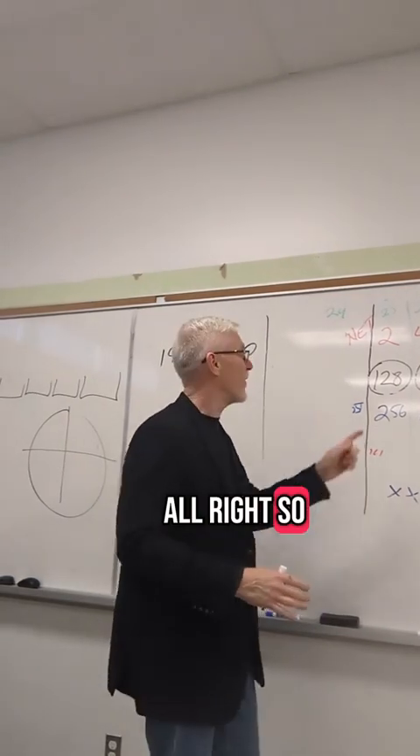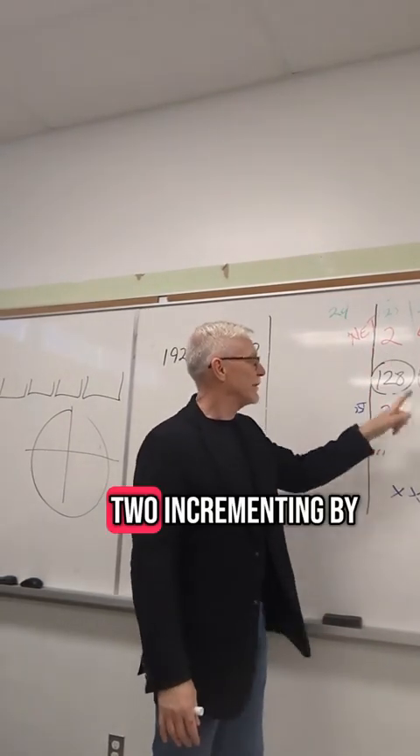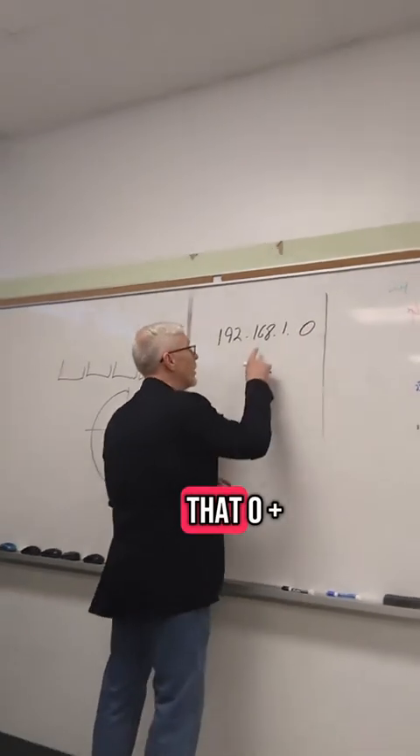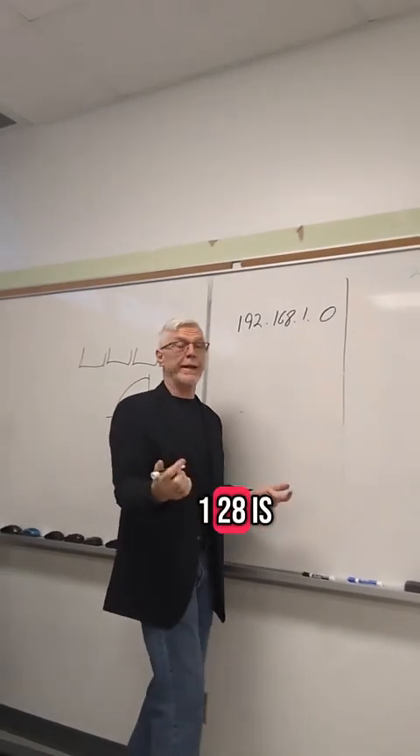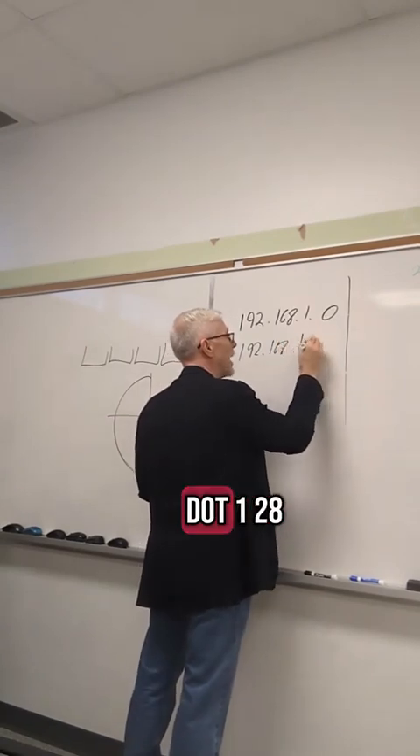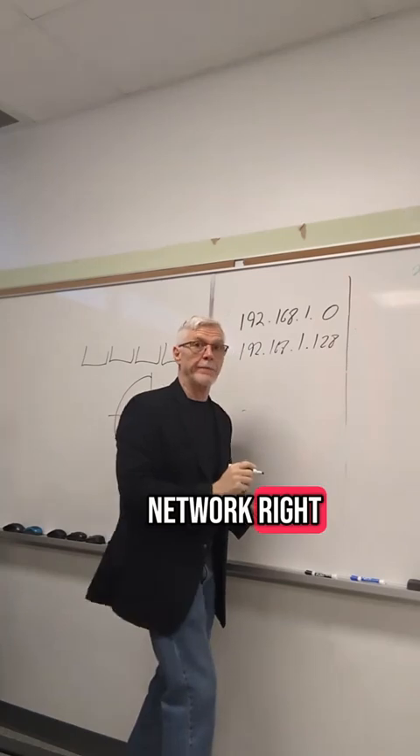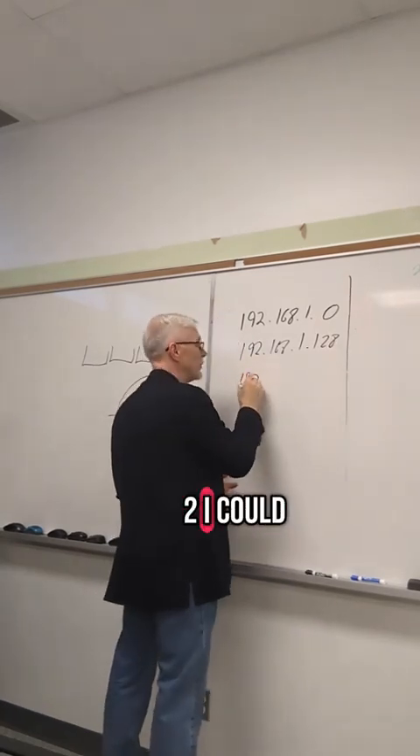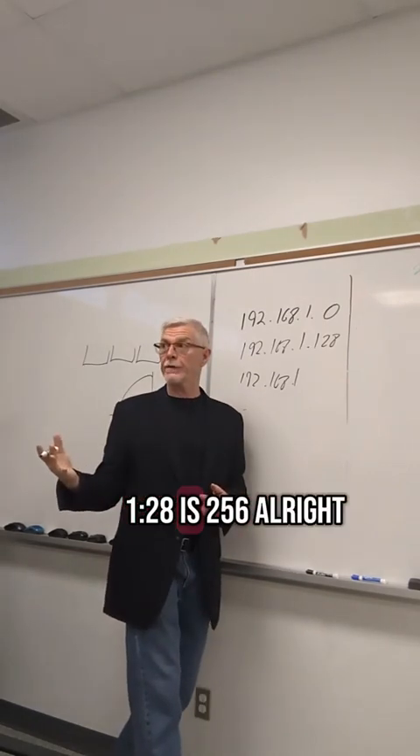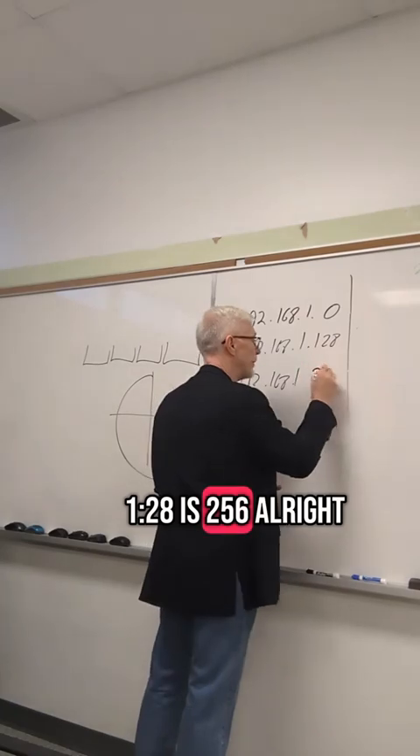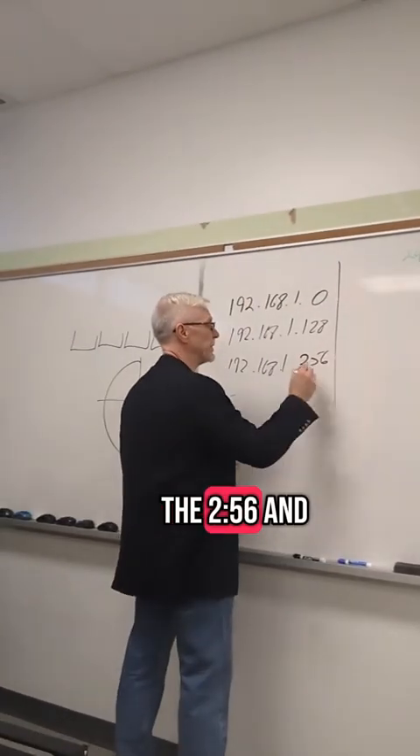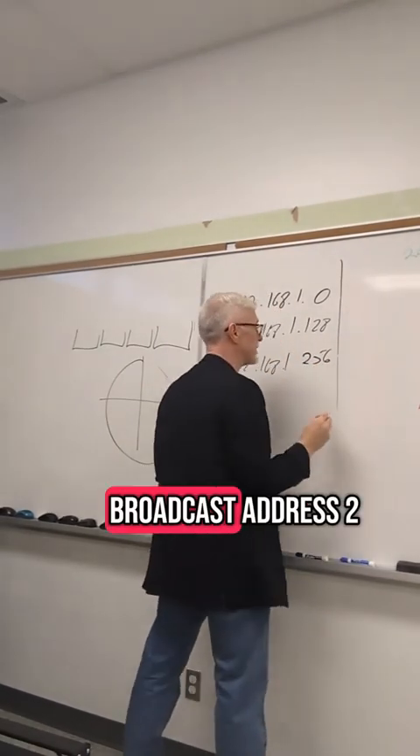All right, so 2 incrementing by 128, right? So let's do that. 0 plus 128 is? This will be 192.168.1.128 for the second network, right? Then I'm going to do the last one just so I can do the math. So 128 plus 128 is? 256, right? So I use the 256, and I'm going to just show you with the broadcast address.